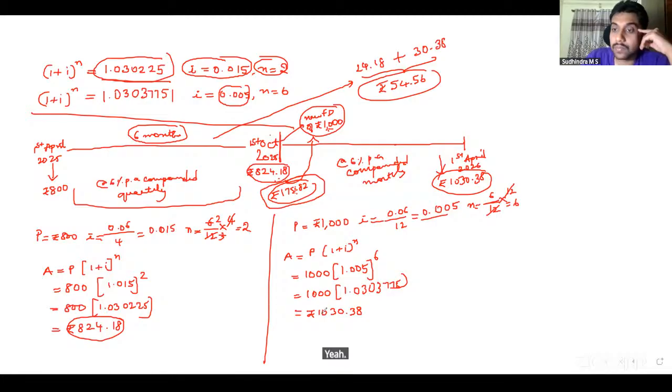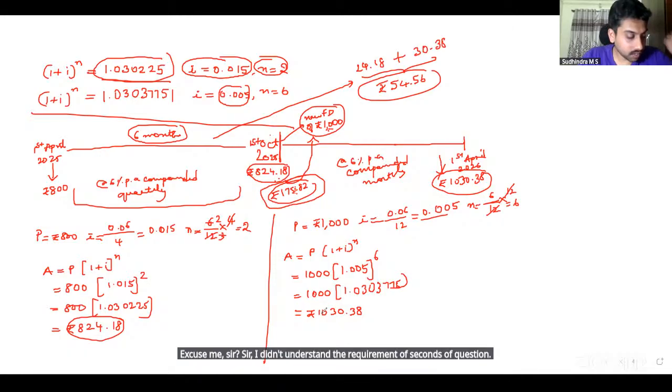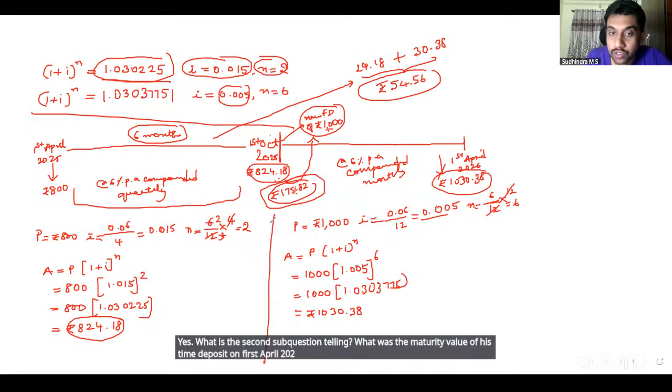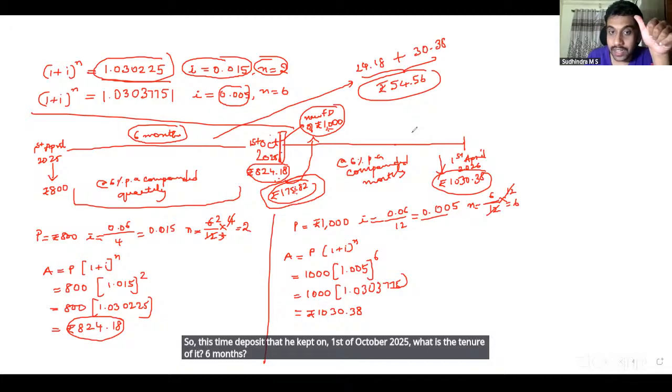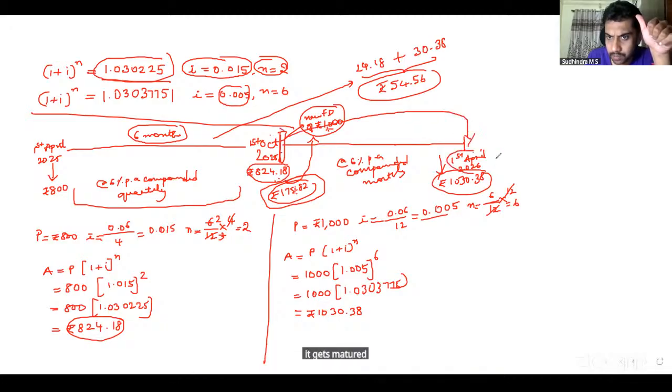Yes, Arpita. Sir, I didn't understand the requirement of the second sub-question. Yes. What is the second sub question telling? What was the maturity value of his time deposit on 1st April 2026? This time deposit that he kept on 1st of October 2025, what is the tenure of it? 6 months. It gets matured on 1st April 2026. What is the maturity value? Maturity value means what? Amount.